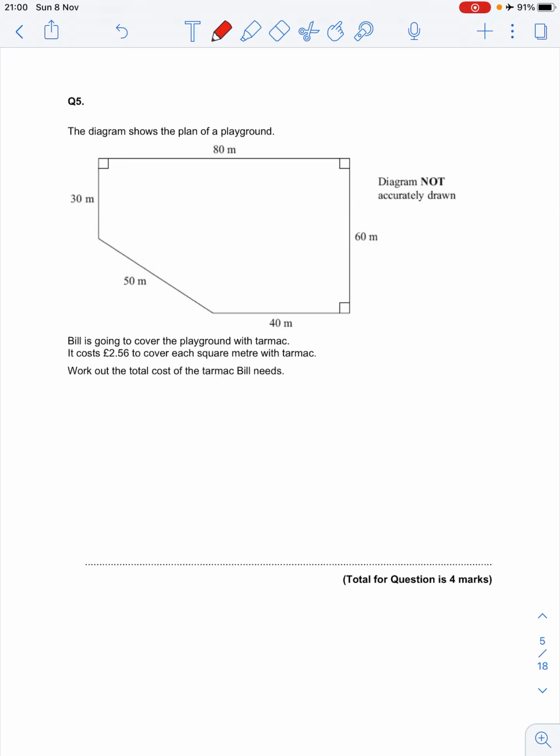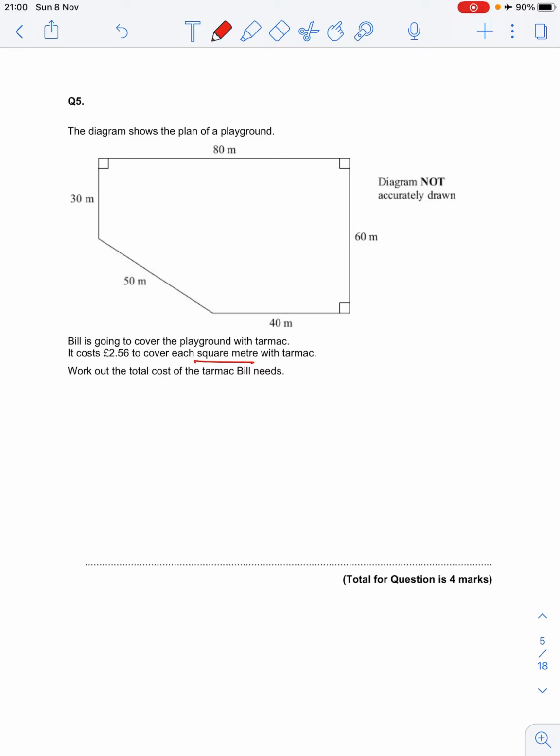Question 5. The diagram shows the plan of a playground. Bill is going to cover the playground with tarmac. The cost is £2.56 to cover each square meter of tarmac. Work out the total cost. So basically we need to find the area. Remember each square meter, so we need to find out how many square meters we need.